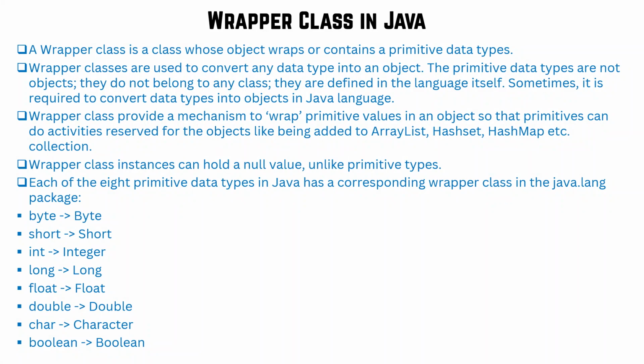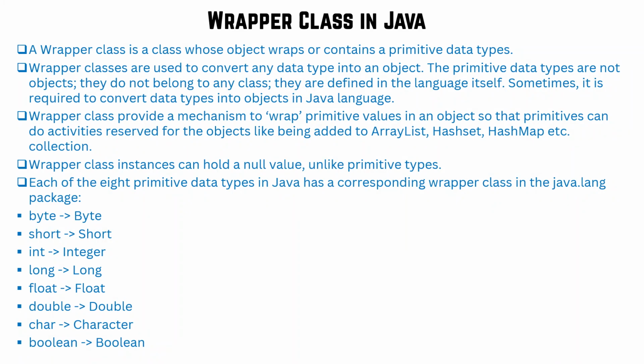For every data type, the 8 data types, there are 8 wrapper classes available primarily. For the byte data type the wrapper class is Byte, then Short, Integer for the int data type, Long, Float, Double, and all this stuff. 8 wrapper classes for 8 data types. A wrapper class is a class whose object wraps or contains a primitive data type. Wrapper classes are used to convert primarily any data type into an object. The primitive data types are not objects. They do not belong to any class. They are just defined in the language itself.